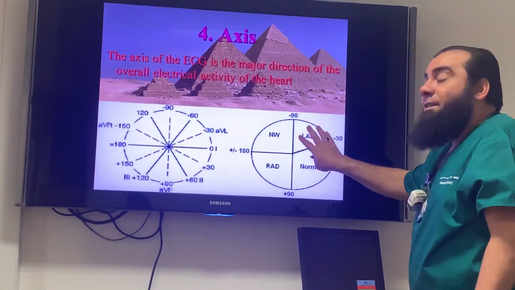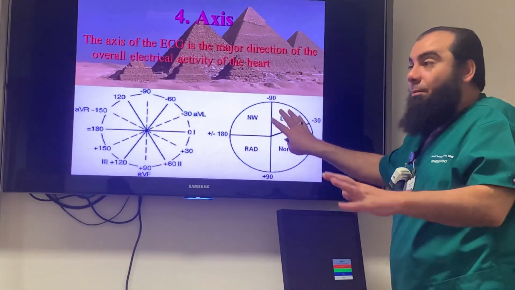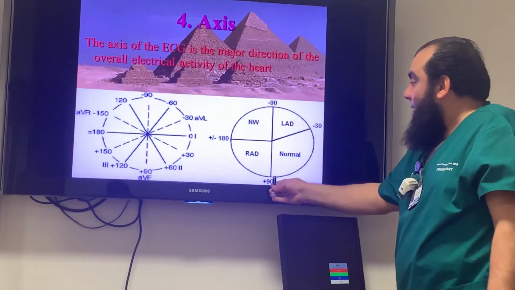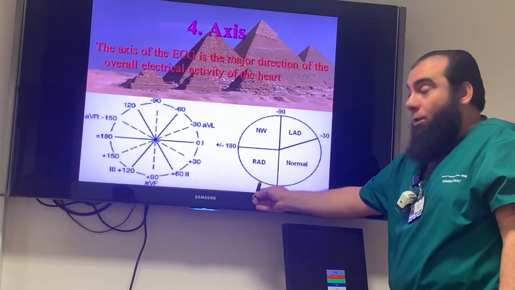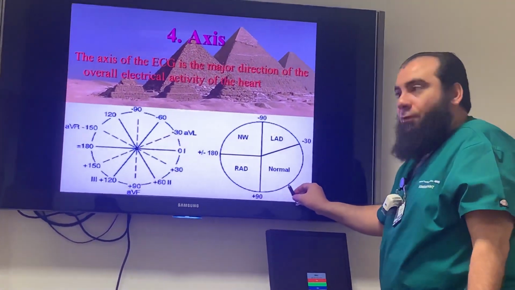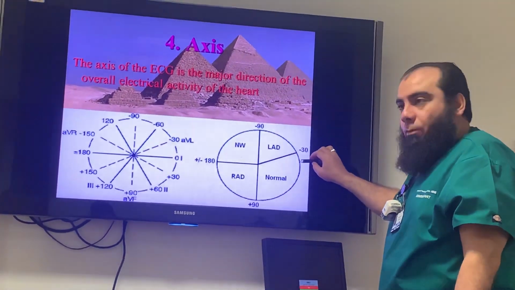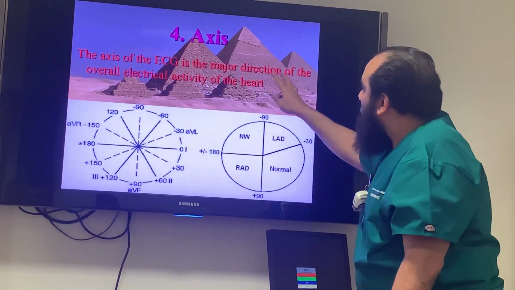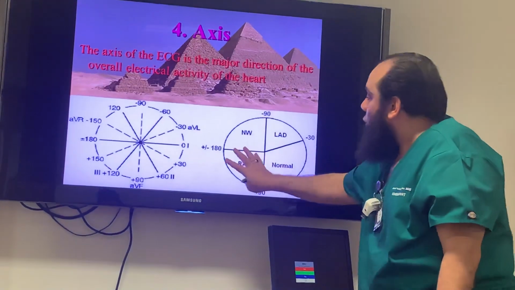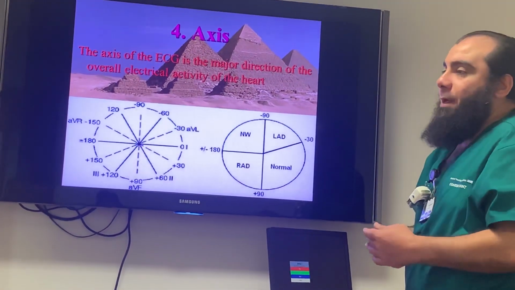So in left axis deviation, I can simply understand that aVF is negative, lead 3 will be negative, lead 2 will be negative, and lead 1 will be positive. Is that okay? Right axis. If the global direction of the electricity goes to that area, what do you expect?